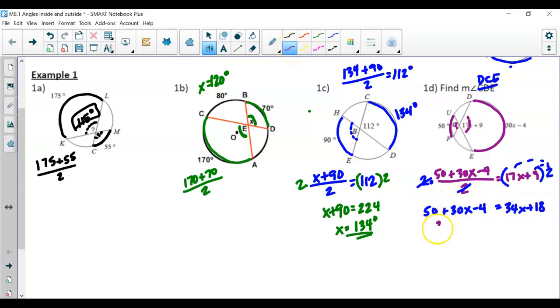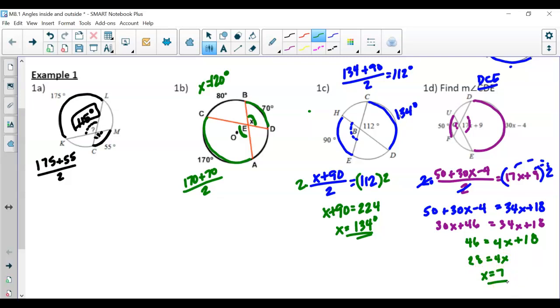So like here, for example, this is technically 30x plus 46, from 50 minus 4, is equal to 34x plus 18. So now we can start to gather our variables. Subtracting 30x from both sides, 46 is equal to 4x plus 18. Now you're just solving your two-step. Subtract 18, you get 28. Divide by 4, you get x is equal to 7.